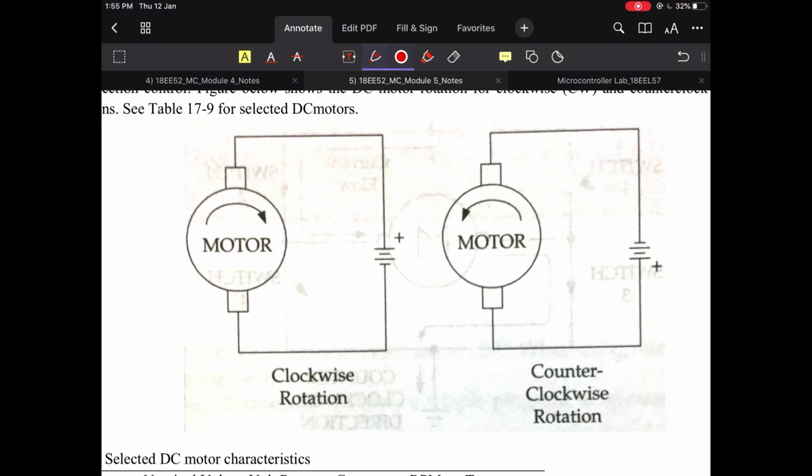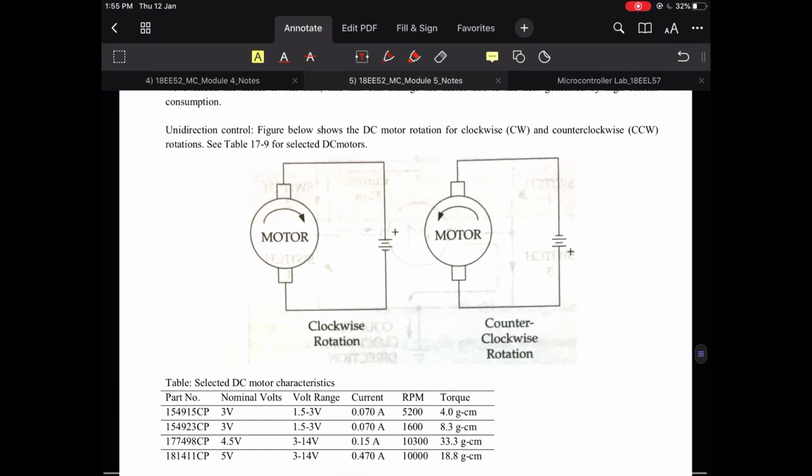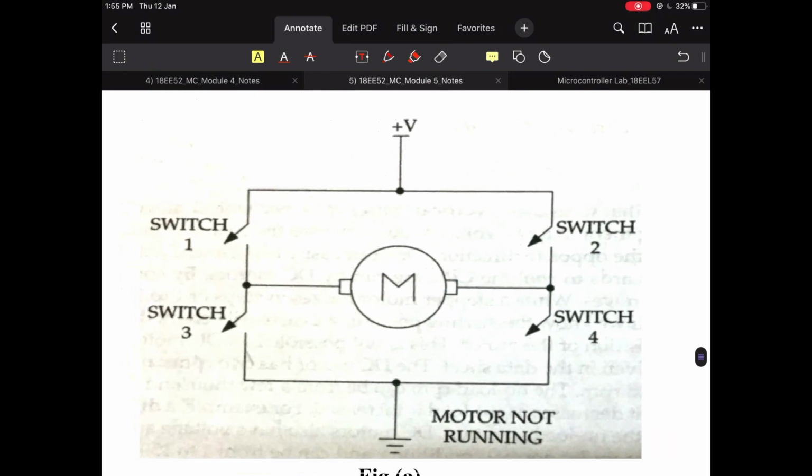Now, let us see the bidirectional control of a DC motor. Bidirectional control of a DC motor is controlling the DC motor using simple H bridge switches. You can see here a motor is connected using a circuit with 4 switches: switch 1, switch 2, switch 3 and 4. If you want the motor to rotate in clockwise or anti-clockwise direction, you are supposed to give a closed loop path for the current to flow through.